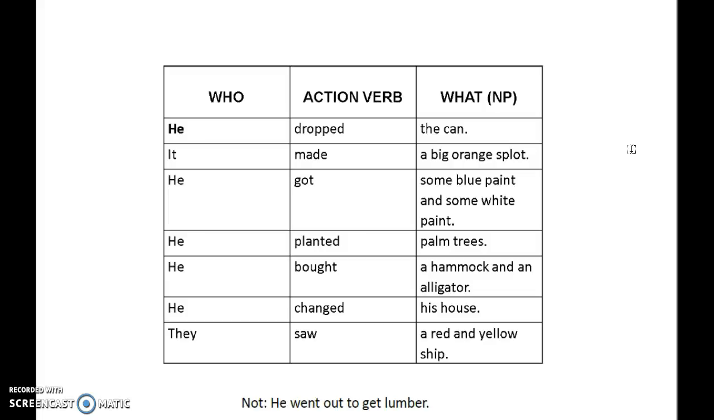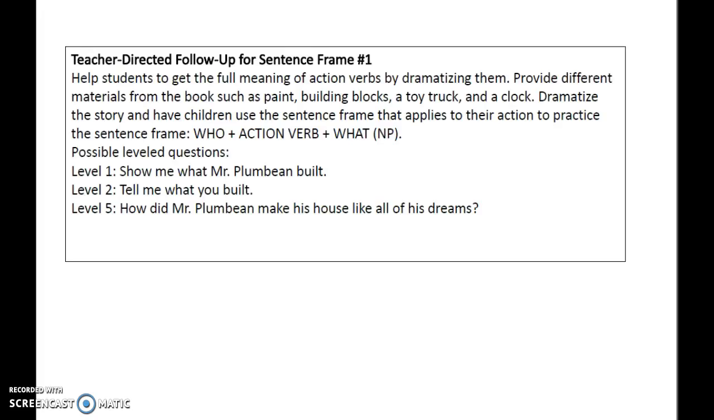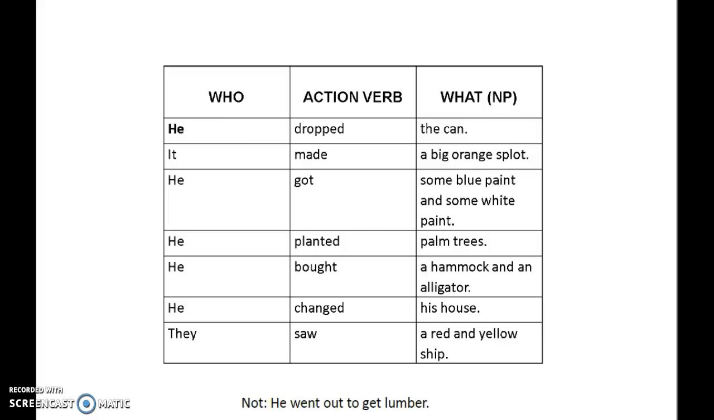They can see the pattern and they can understand what a sentence is by this. Now, she explained at the end that you would not want to focus on this sentence at the bottom for this sentence frame. Oh, that went to the next page, because this is not the same structure. He went out to get lumber.